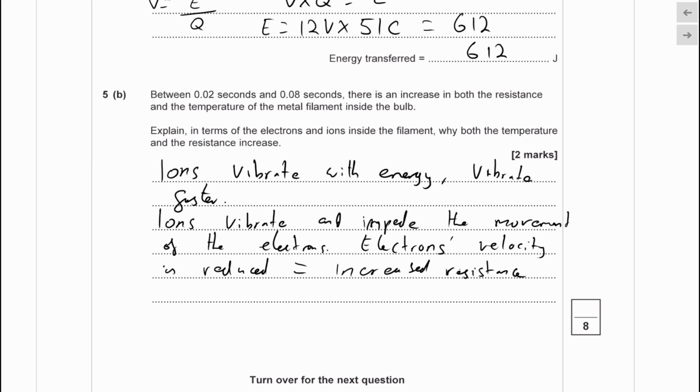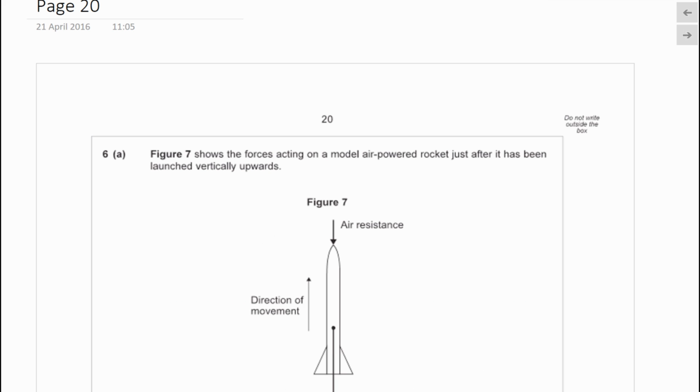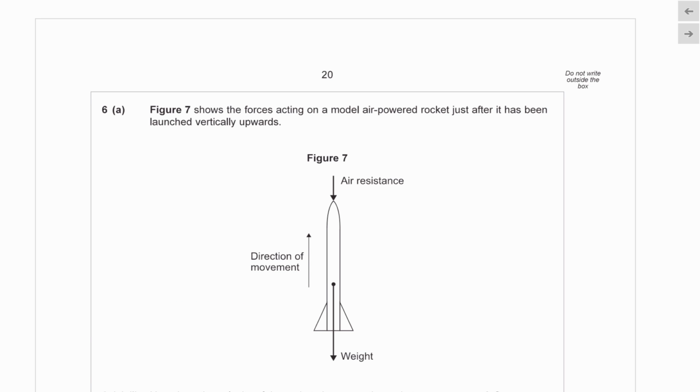And so that's enough for the 2 marks. You've got to say that the ions vibrate, they vibrate faster. You can say that's a result of the kinetic energy. And you also have to say that the electrons are slowed down, or the electrons collide more frequently with those ions, and therefore we have a higher resistance. All right. So question 6.